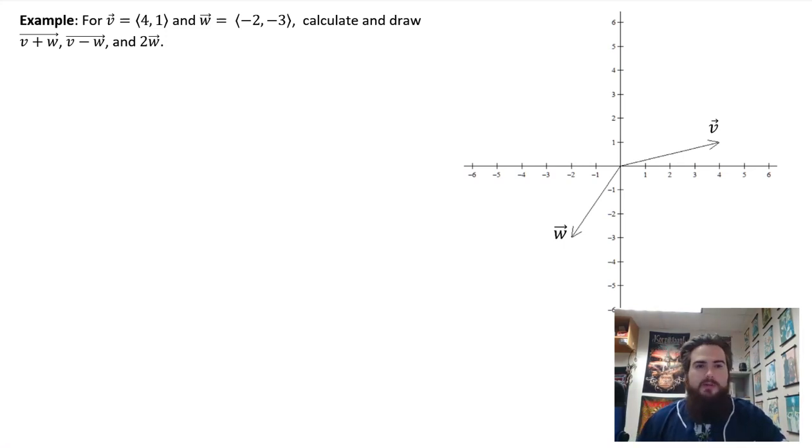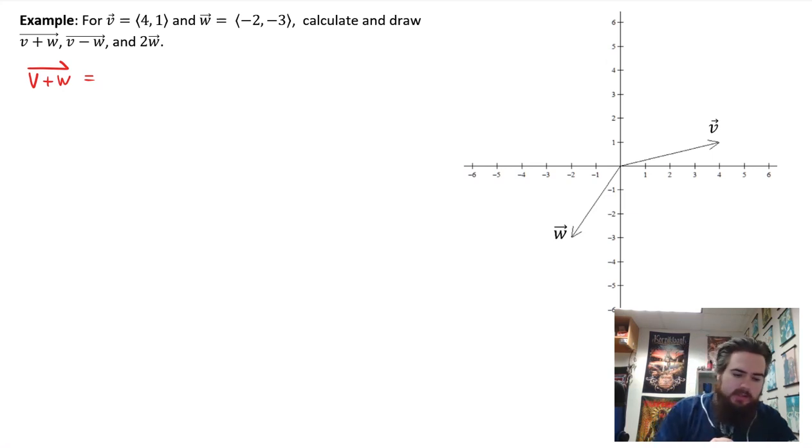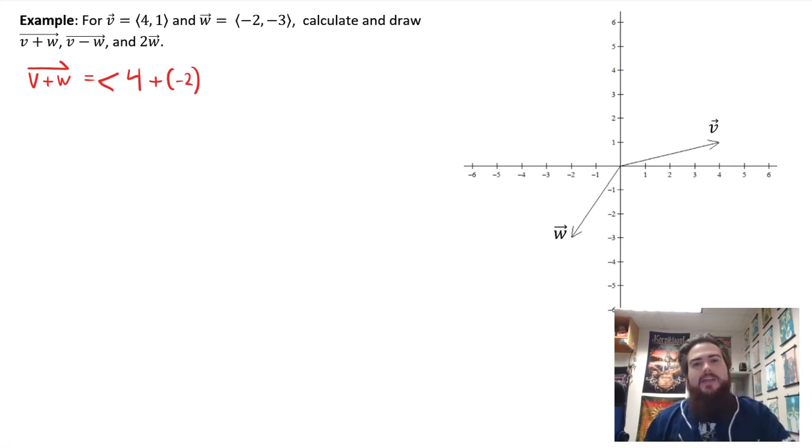We are also going to draw v plus w, v minus w, and 2w in the same way. But first, let's calculate those. For the vector v plus w, what we need to do to add these two vectors is to add the according components based on the vector addition formula. So if I want v plus w, we will take the first components of each vector, which would be 4 from v, as well as -2 from w, and add those together.